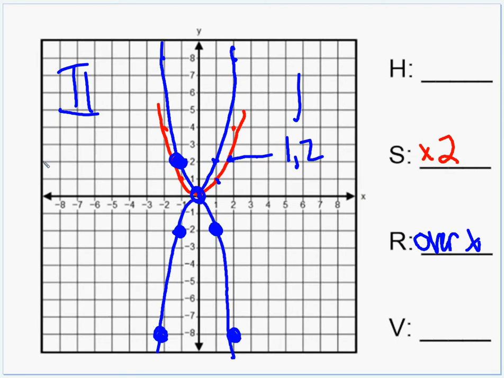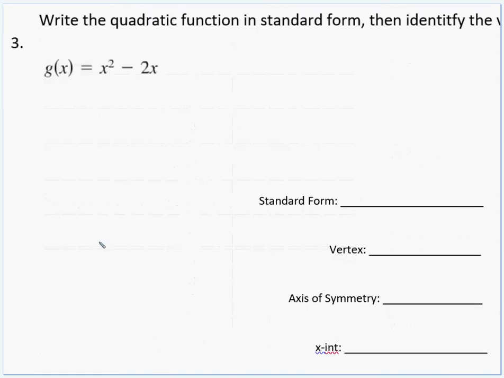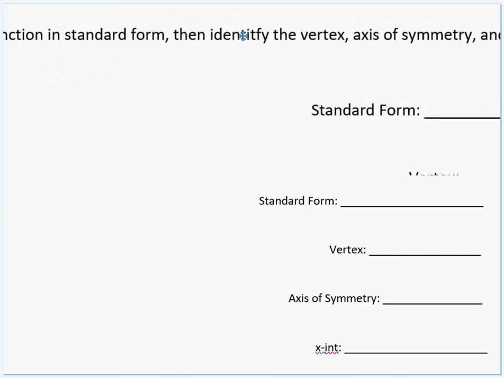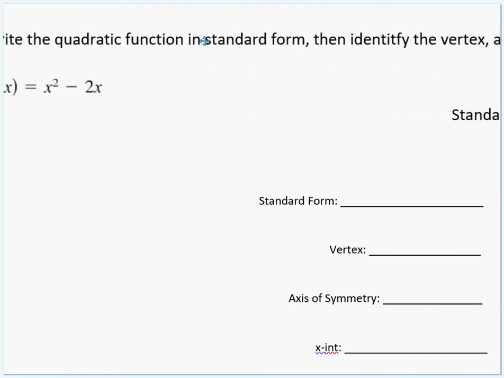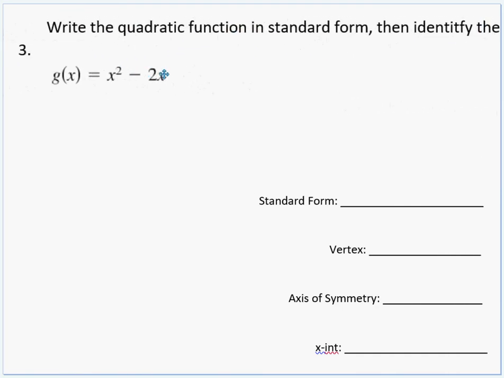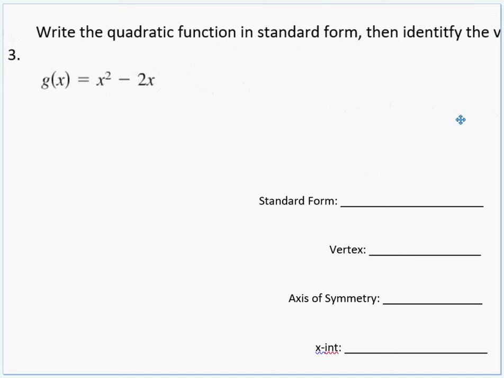Here, write the quadratic function in standard form. Identify the vertex, the axis of symmetry, and the x-intercepts. So first, let's get it into standard form. There is no constant on there, so this will make it a little easier. If we set up our binomial, we'll bring down the x and the minus. Here we're going to cut that in half. That's going to be x minus 1 quantity squared.